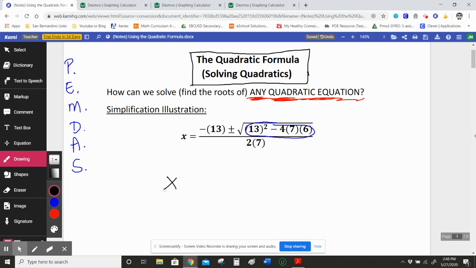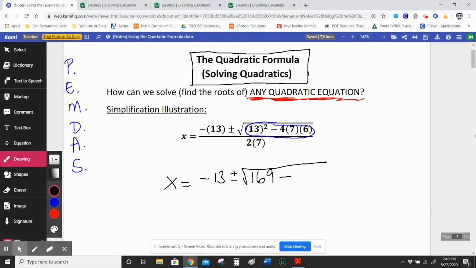So x is going to be equal to negative 13. I'm going to leave that alone. Plus or minus the square root of 13 squared. That's going to give me 169. That's just 13 times 13. And then I need to figure out what is the multiplication of 4 multiplied by 7 multiplied by 6. And when I pop that into the calculator, I get 168.